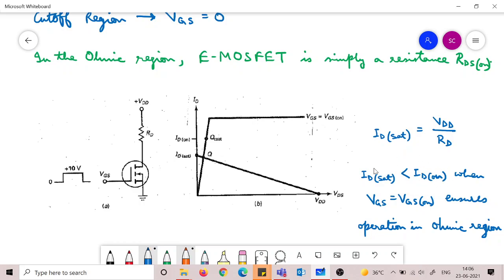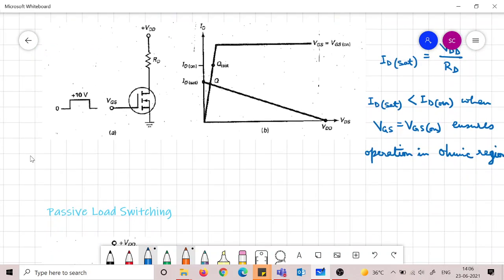If you find that ID sat is coming out to be more than ID on, then what you have to do is simply increase the RD resistance, because we are supposing that VDD is fixed, given from some other power source maybe. So RD is in your hand, so you can increase RD. This ensures the operation in the ohmic region.